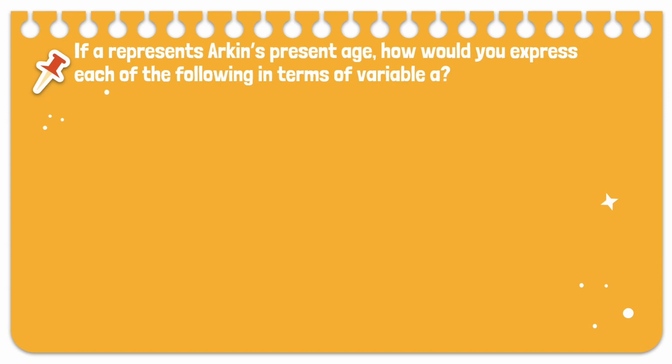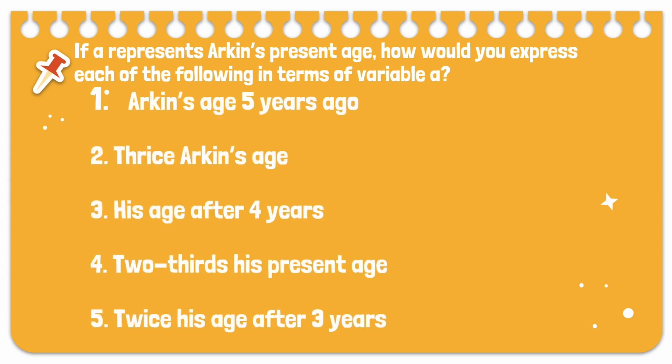Okay, next, if A represents its present age, how can we express each of the following in terms of variable A? So, yung A na nire-represent dito ay yung present age ni Arkin. Okay, so let's translate the following word phrases. Number 1, Arkin's age 5 years ago. So, yung age ni Arkin 5 years ago, so pag nirepresent natin siya sa expression, that is A minus 5.